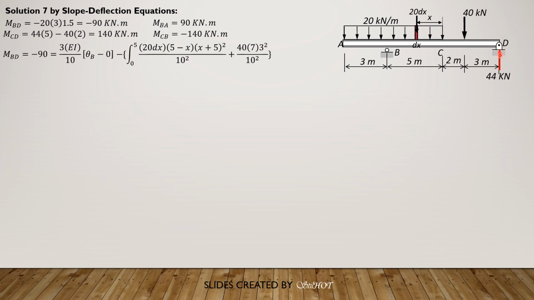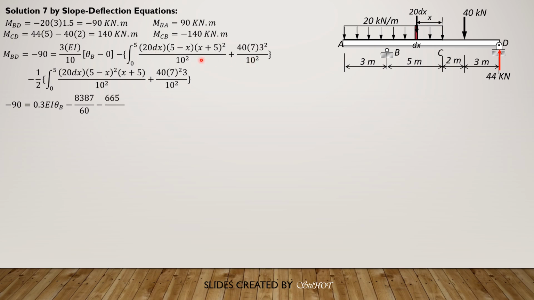So the moment here is positive. So minus 1/2 of, we use the same integral, interchange 5 minus x and x plus 5. So 5 minus x is squared, x plus 5 is no more. 7 is squared, 3 is no more. So minus 1/2 of positive 20 dx, 5 minus x squared, x plus 5 over 10 squared, then plus 40 times 7 squared times 3 over 10 squared. Close. So simplify, negative 90 equals 0.3 EI theta B.